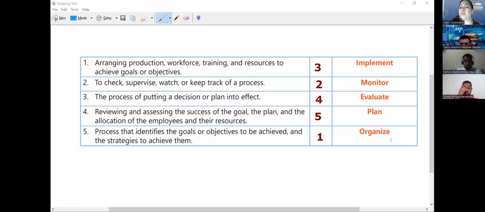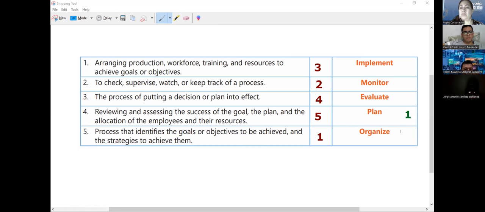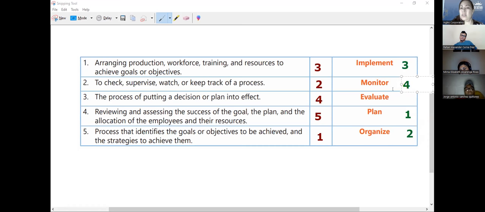So now, if we're going to put these processes in order, what's the first thing you got to do? Plan. Exactly. First, you got to plan, right? Then organize. Once you know what the goals and objectives are, you can organize. Next? Implement. Put it into practice, in other words, right? What we already organized, let's put it into practice. Next, we monitor. And finally, we evaluate. Evaluate means to decide if something is successful or not.